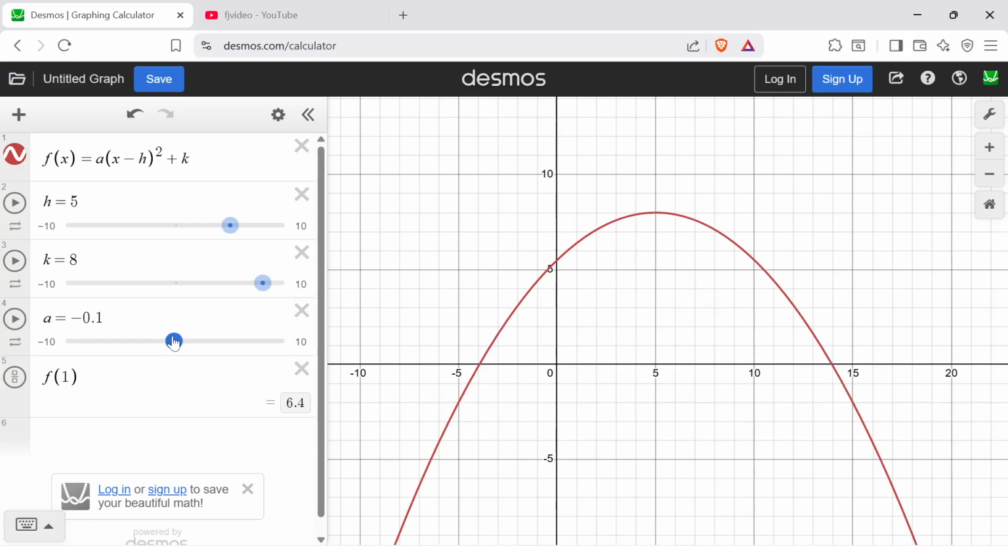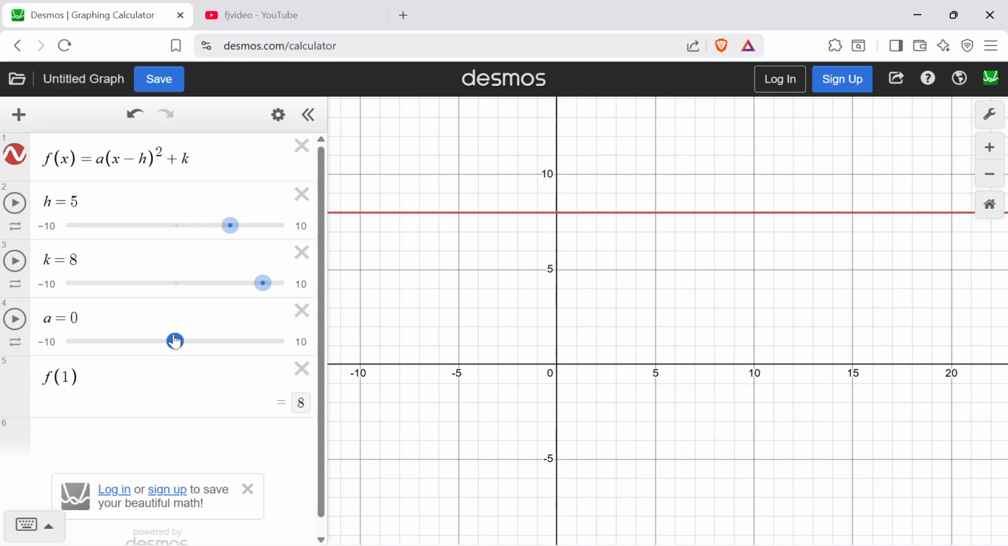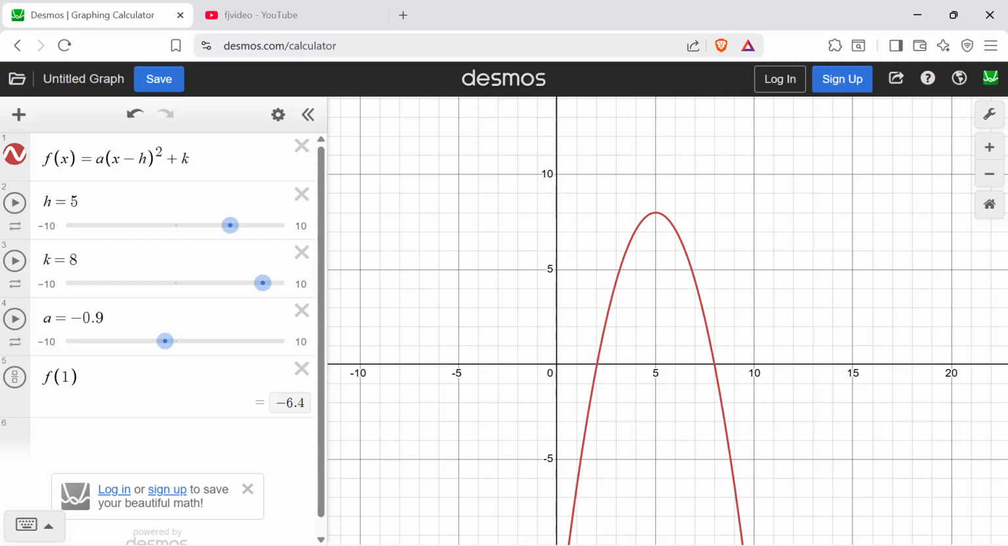I know that a has to be negative because if a is 0, it's just a straight line. If a is positive, the parabola goes up and never crosses the x-axis. So a has to be negative. At a equals 0, f of 1, I showed you f of 1 is just a plus b plus c, is 8. And when a gets positive, it gets bigger than 8. So the only possible values have to be smaller than 8.